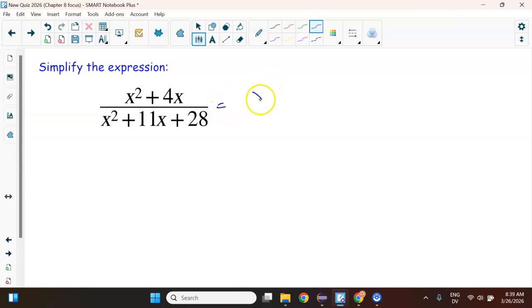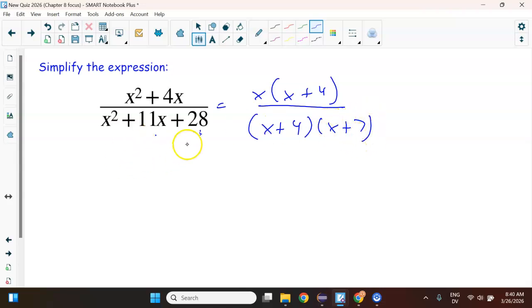Okay, so the top part here is just a GCF factor, pull out an x. And then on the bottom, this is where I'm going to multiply to 28 and add to 11. So it's going to be x plus 4 and x plus 7. Here are the things that multiply to 28: 1 and 28, 2 and 14, 4 and 7. And the one that you want is 4 and 7.